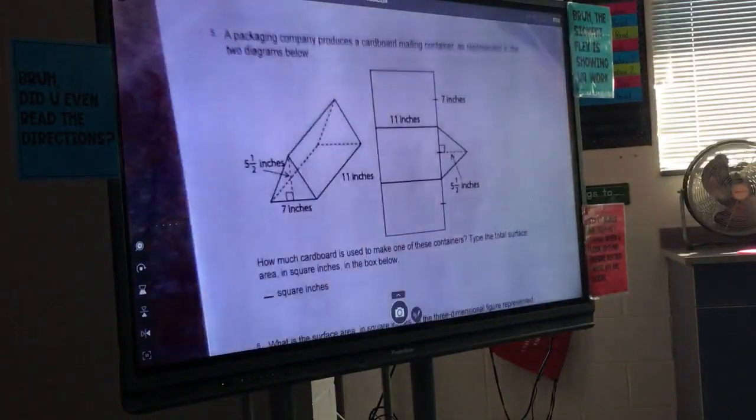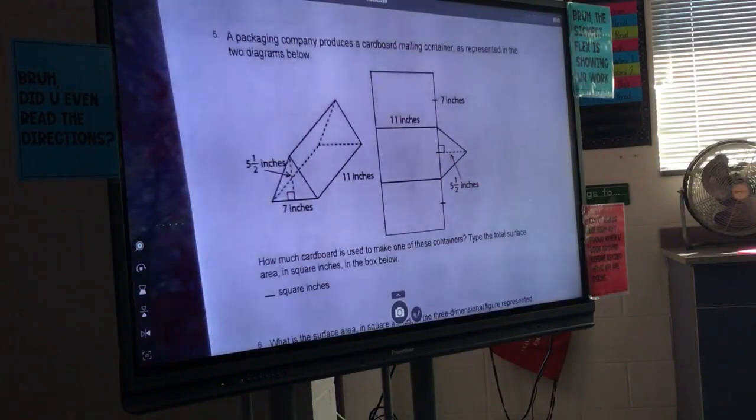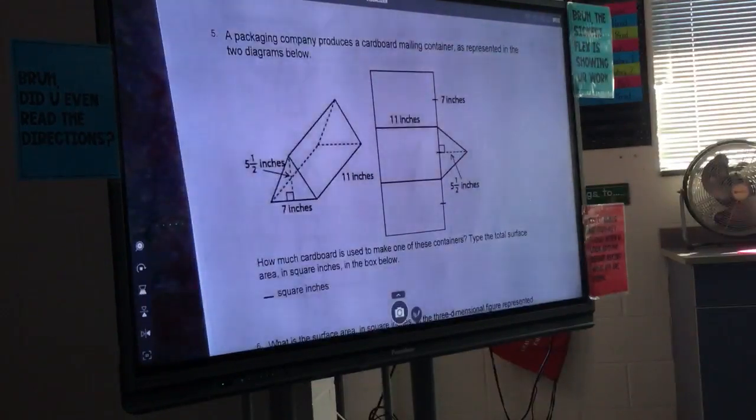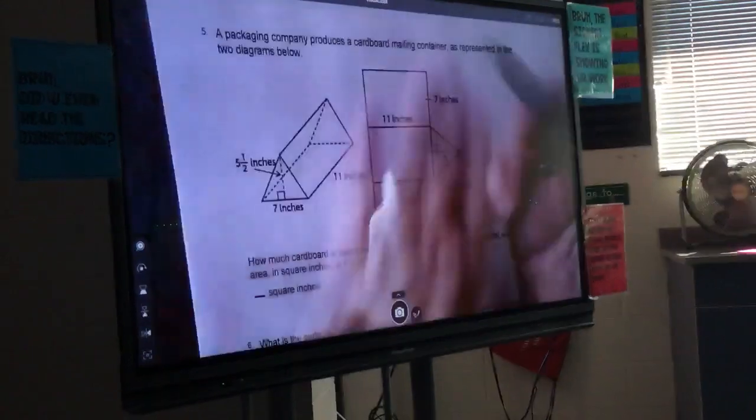Number five says a packing company produced a cardboard mailing container as represented in the two diagrams below. How much cardboard is used to make one of these containers? Type the total surface area in square inches in the box. Sorry, that was too hard to read. Now, not looking at our net right now.